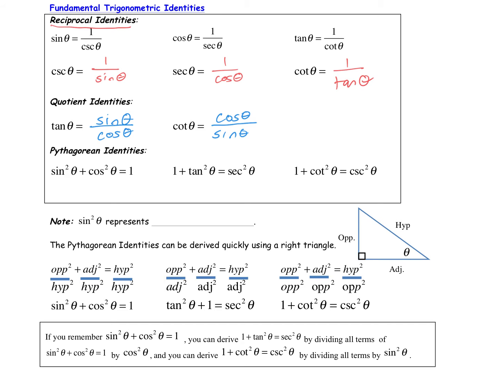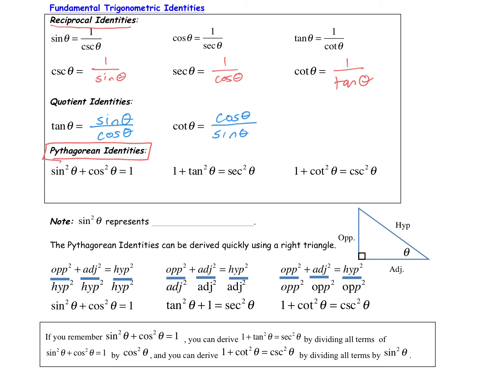And the last three identities that we're going to look at right now are called Pythagorean identities. They're called Pythagorean identities because they come from right triangles, and they look like the Pythagorean theorem, right? A squared plus B squared equals C squared. So if we write sine squared theta plus cosine squared theta equals 1, this is the first identity.